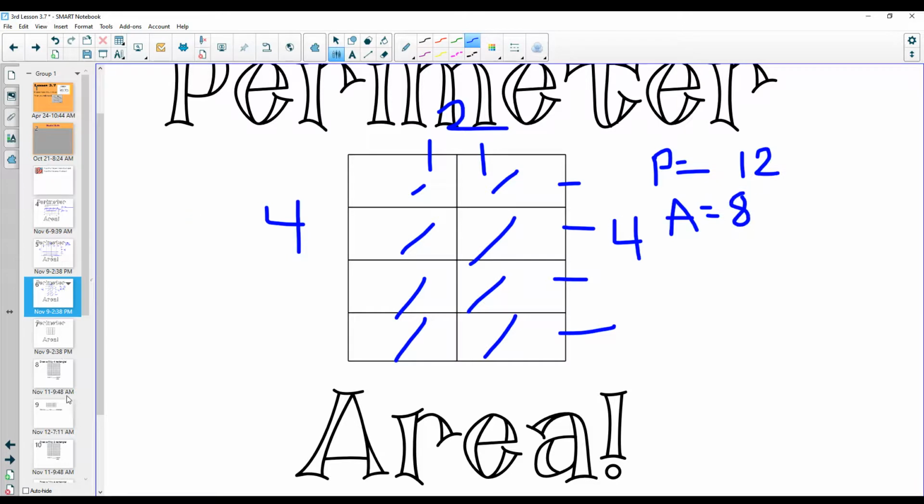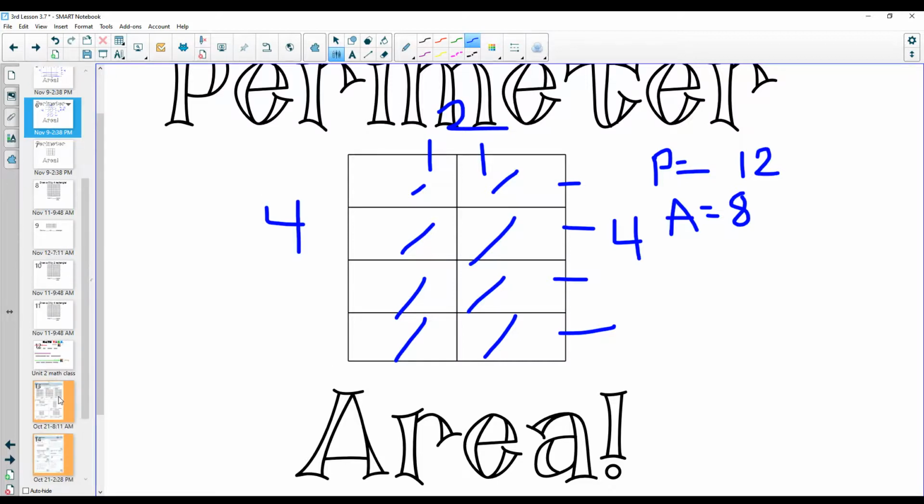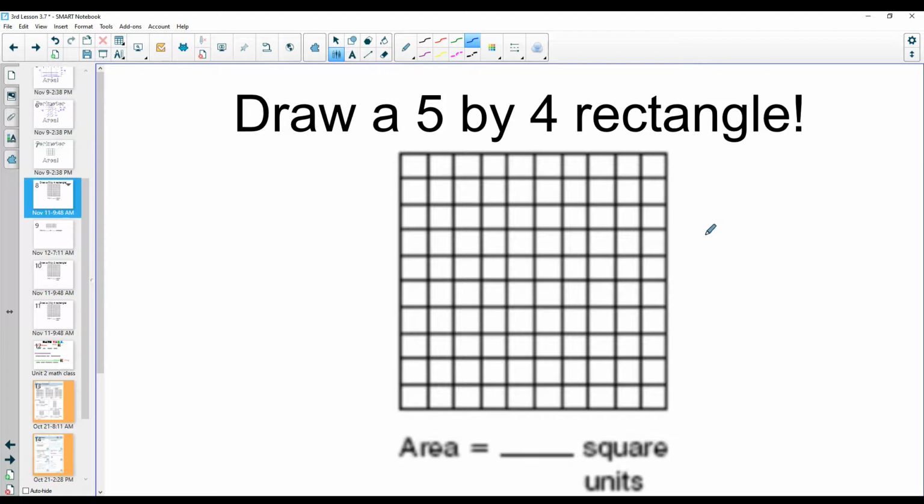What you are going to do now is work in your math journal. The first thing it's going to have you do is draw a shape with the area 5 by 4. That means you have 1, 2, 3, 4, 5, 5 rows of 4. I'm going to have 4 rows. 1, 2, 3, 4, 5.